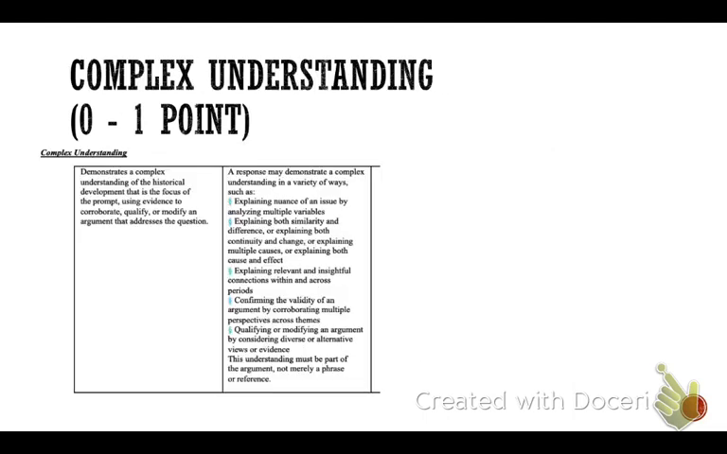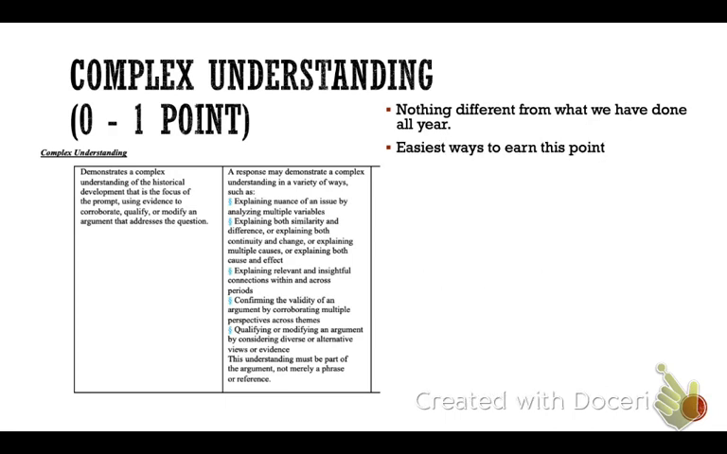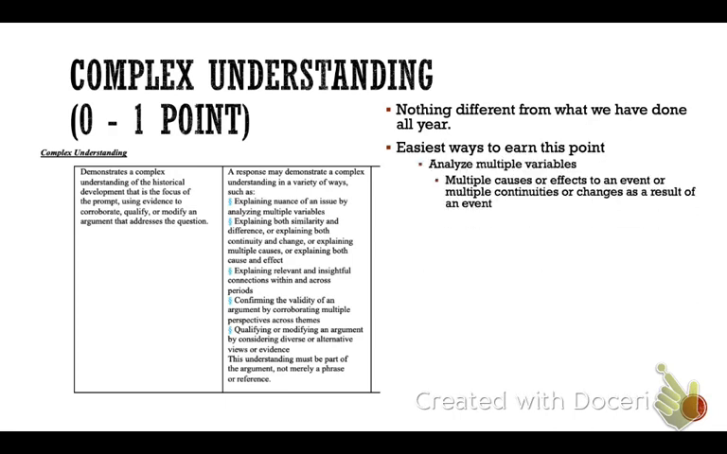And then finally, our complex understanding. Again, nothing different from what we've done all year, right? They give you a list of things you can choose from. Well, I'm going to identify 3 to choose from. And really, 2 is my best bet. And here's why. So the easiest ways to earn this point: first one is what's called analyze multiple variables, right? That first bullet point in the rubric there.